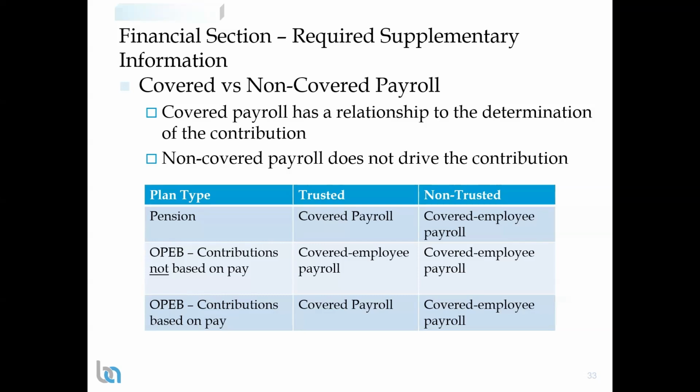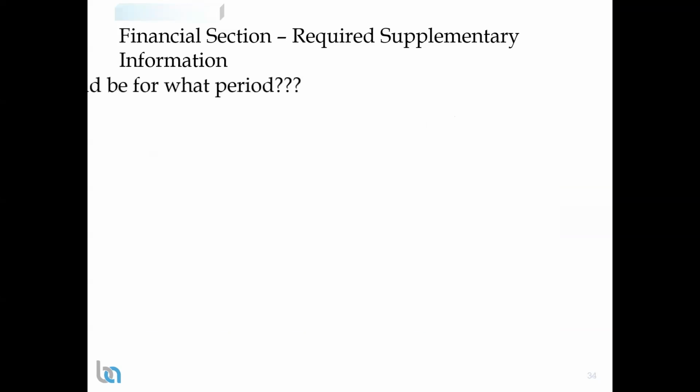This is a table here. I won't go through everything, but those are the situations where you'd use it. If you have a non-trusted plan, then you're always using covered employee payroll because you're not required to make any contributions to the plan, or you're not making contributions at all. This is no trust. Got it.